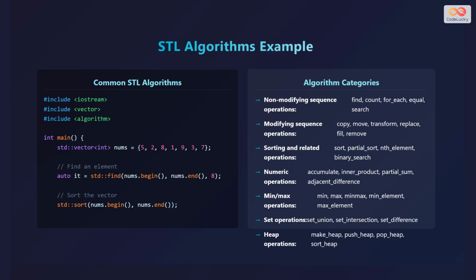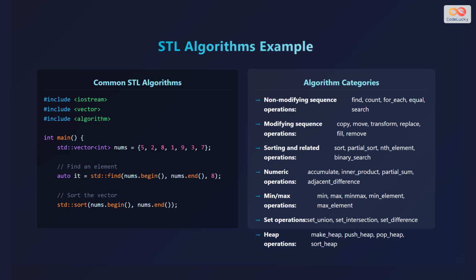Here's an example demonstrating the use of several standard template library algorithms. The code includes IOStream, vector, and algorithm libraries. In the main function, a vector of integers named nums is initialized with some values. The code then uses the std find algorithm to find the element with the value of 8. The algorithm is called with the beginning and end iterators of the vector, nums.begin and nums.end, and the value to find, 8. The result, which is an iterator pointing to the found element, is stored in the it variable.